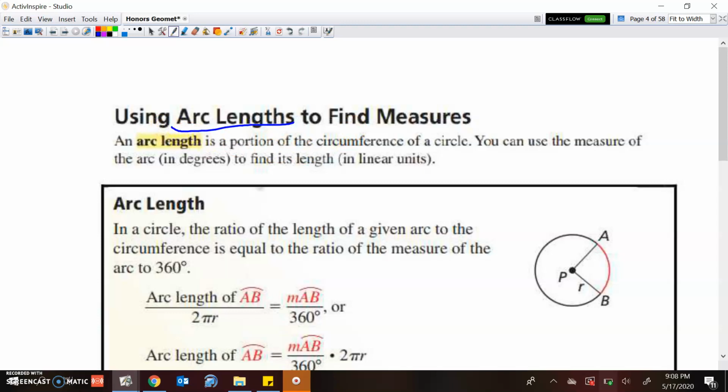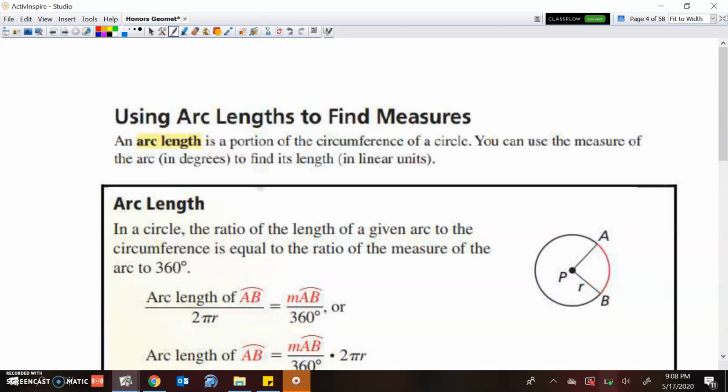So arc length, we know what an arc is. Now how do we find the length of it? So the arc length is a portion of the circumference. It's a portion of that distance around the circle. So we've talked about how to find the measure of an arc, like the degree value, but now we want to know how long it is.